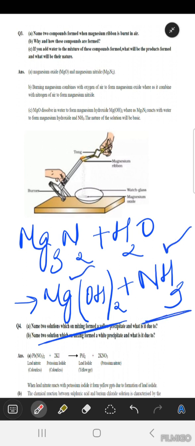Now balancing the chemical equation. We are balancing the chemical equation and this is how it looks.